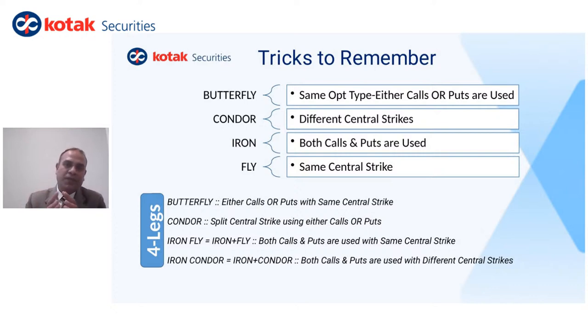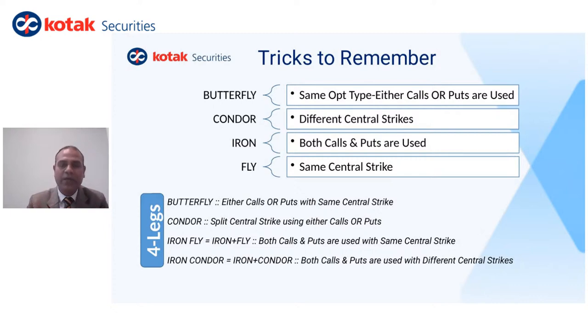In case of a long call butterfly, you are paying premium. Butterfly, because it is the same type of strike price, and the word condor, I would say, is just an extension of that, where the central strike price is different. So whether I'm using only call options, or in case of an iron where I'm using calls and puts, if the central strike price is different, then it's a condor. That's the second point to remember.